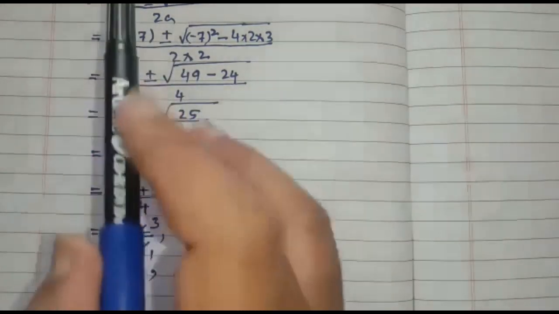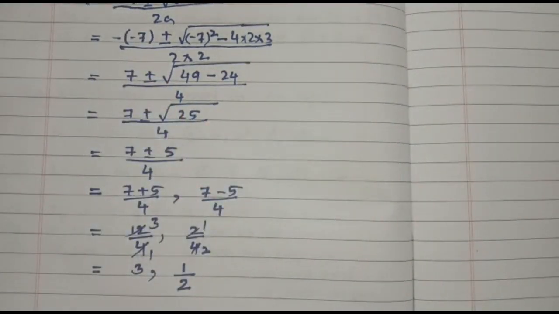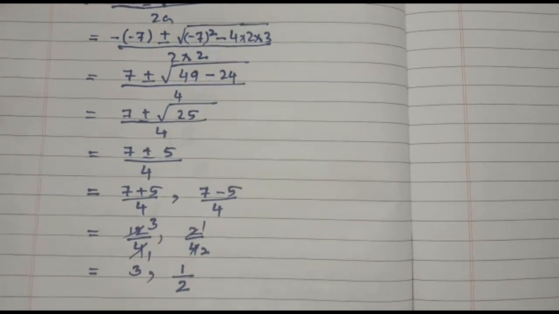Keep in mind, if you solve this equation by factorization, you will get the same answer, 3 comma 1 by 2. If you solve by the method of completing the square, then also you will get the same answer. Now let's do one more question.